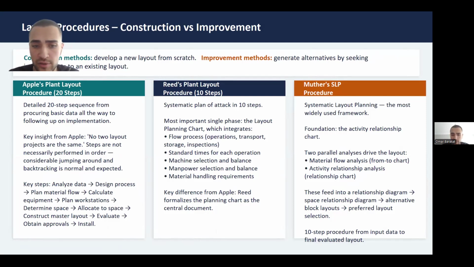All layout procedures fall into two categories. Construction methods develop a new layout from scratch, starting with no prior layout and building one. Improvement methods start from an existing layout and seek improvements through exchanges or modifications. Three original approaches to layout planning dominate the literature: Apple's detailed 20-step procedure, Reed's 10-step systematic approach, and Muther's systematic layout planning, which is the most widely used framework in the industry today.